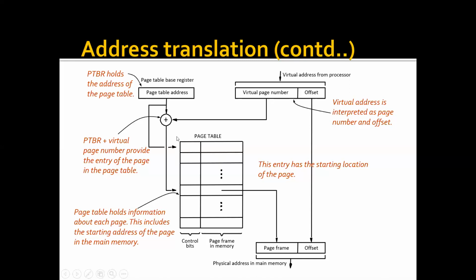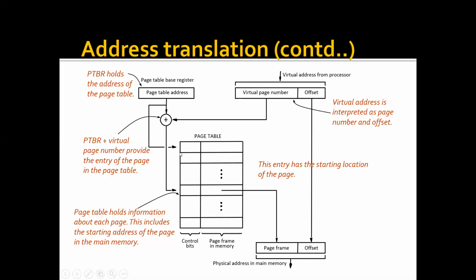Now, the starting address of this page table is stored in a register called the page table base register. Suppose this address is 1000 and I want the fifth entry. That means 1000 plus 5 I have to go. So this page number, which is generated by the processor, is added with the page table base register content, and we get the corresponding entry over here. Actually, if it is the fifth entry, it is 5 into the size of each entry.